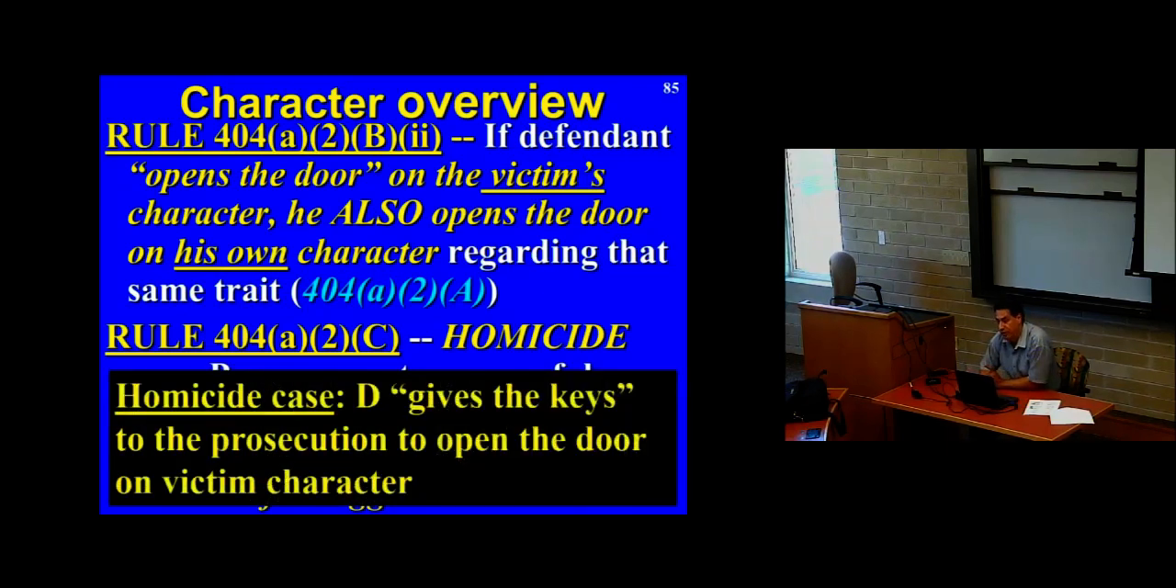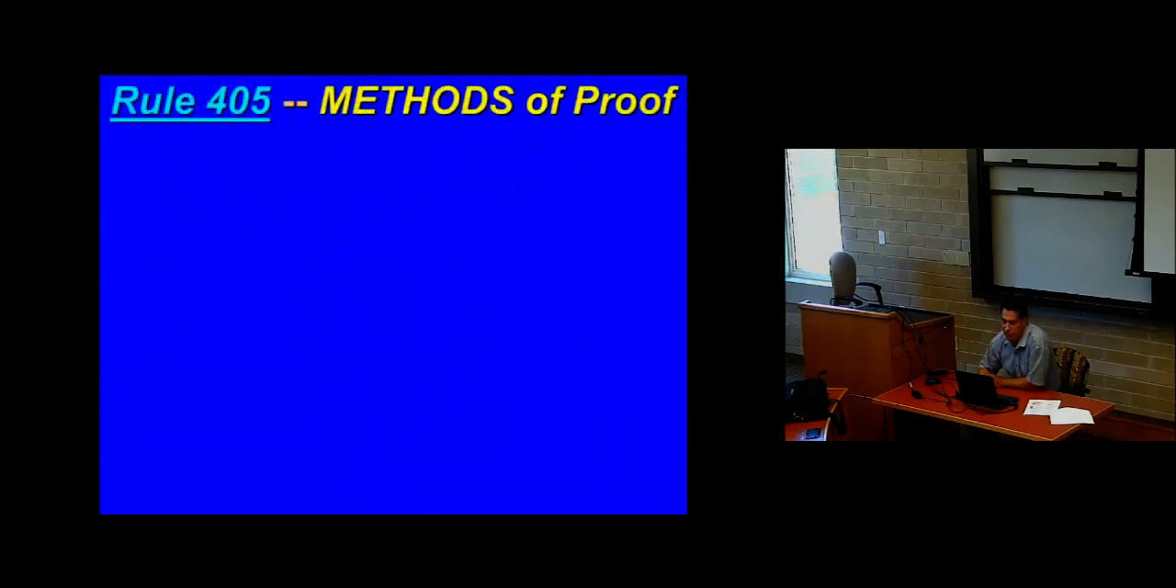So that's a homicide case. And a good way to think about that is not that the defendant is opening the door, but the defendant has to give the keys to the door to the prosecution so that they can be the first to open that door, but it's only if they've been given the keys in a homicide case where they put on evidence that the victim was the first aggressor. Okay, that's when character evidence can be used.